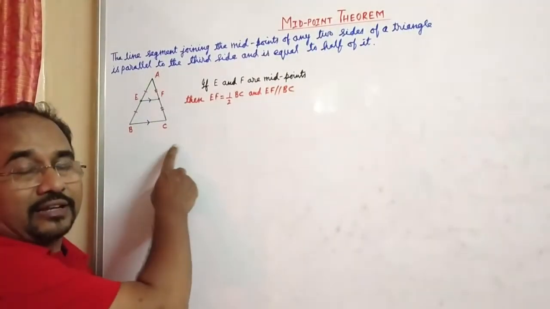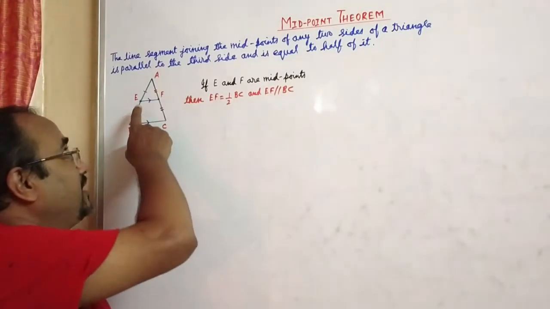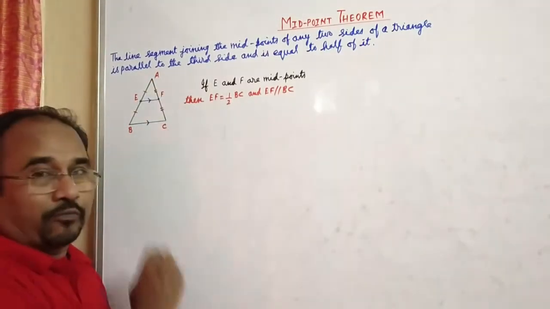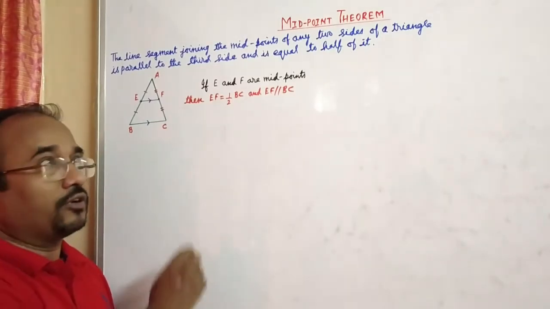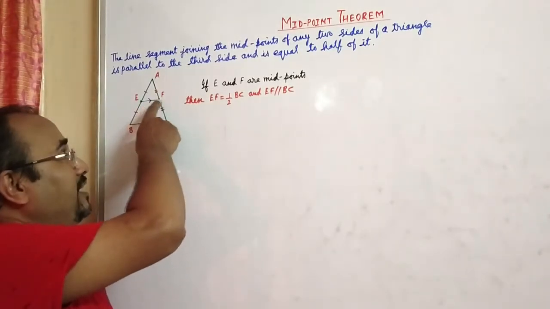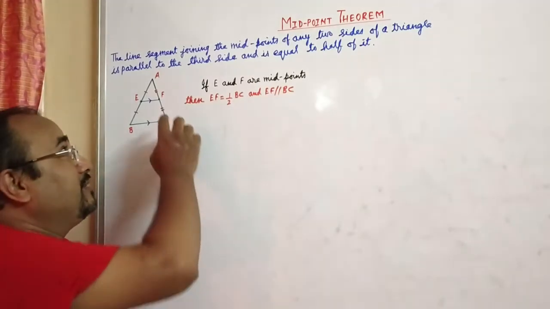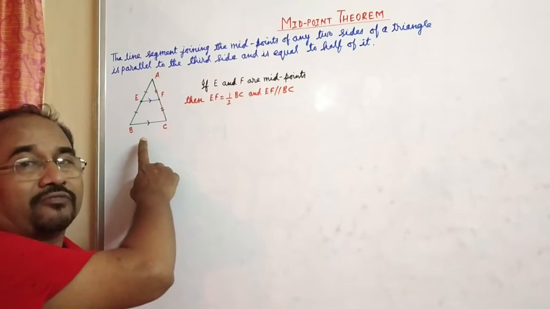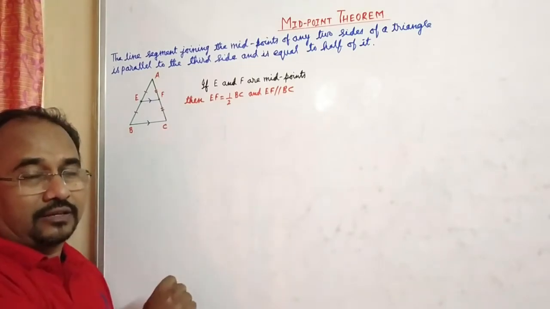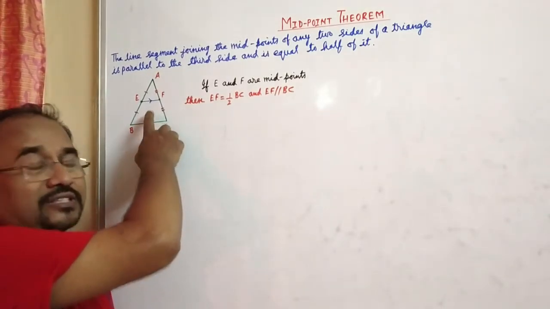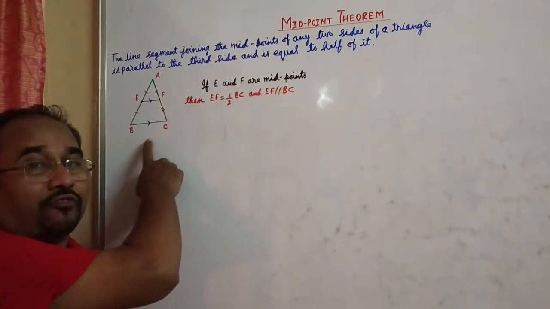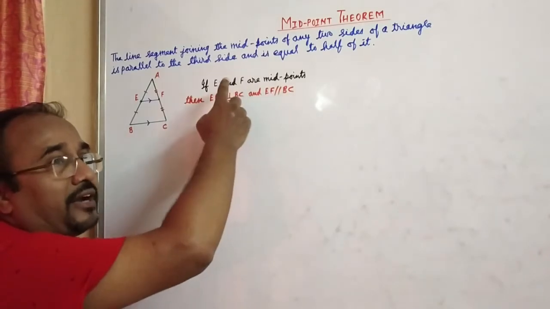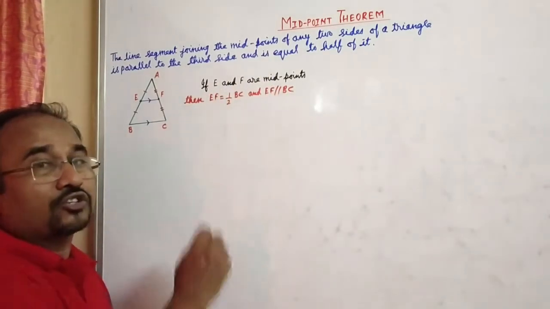This is a triangle ABC with E as the midpoint of AB and F as the midpoint of AC. So if we draw a line joining E and F, then this line EF will always be parallel to the third side, which is BC in this case, and the length of EF will be half of BC. This is how the theorem can be represented in short form.